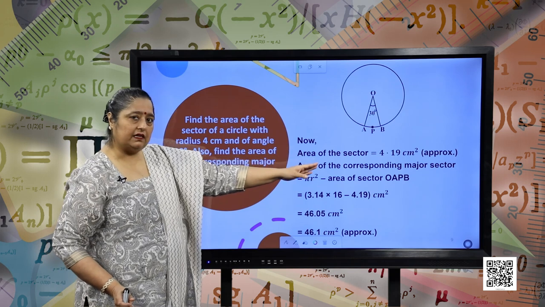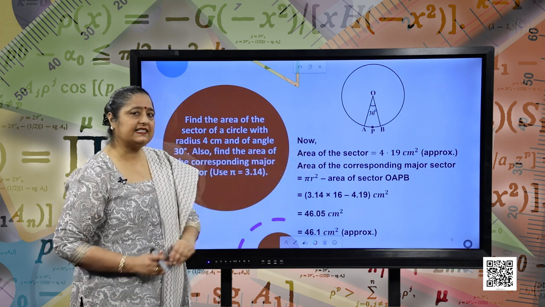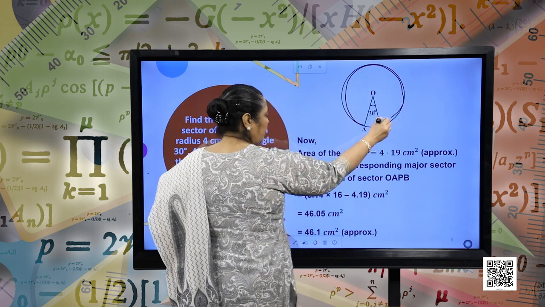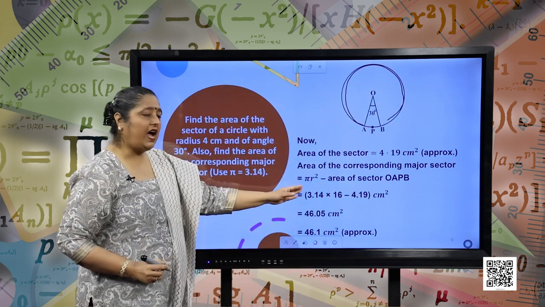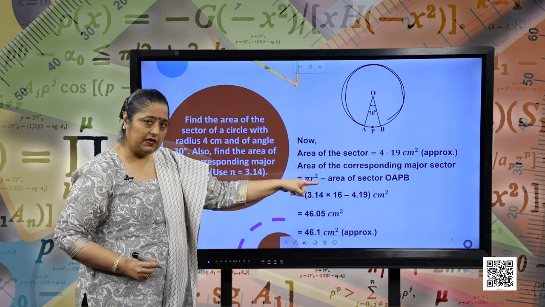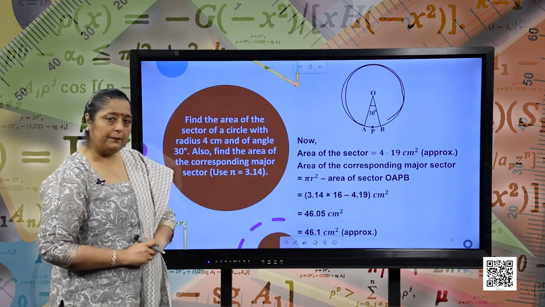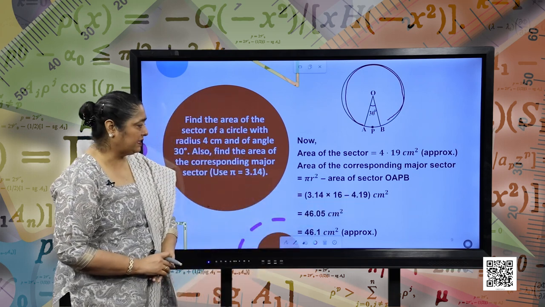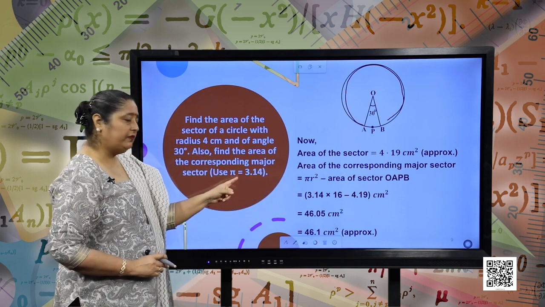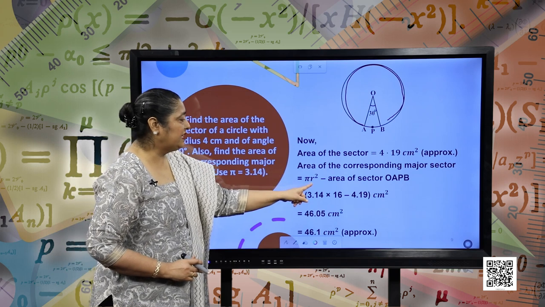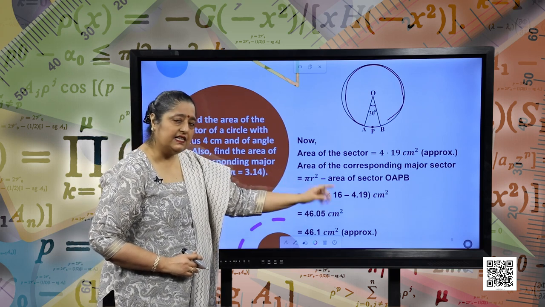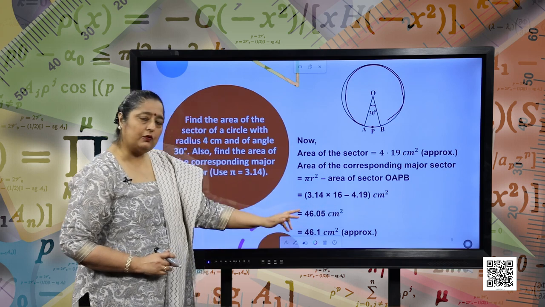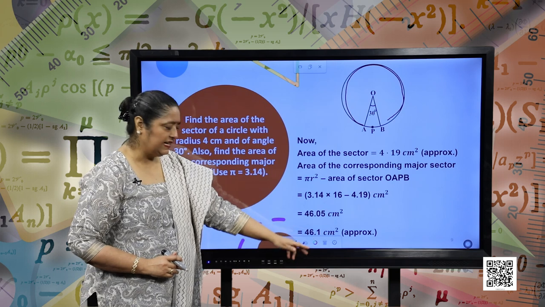Now, area of the sector as we have calculated is 4.19 centimeter square. Area of the corresponding major sector. This is the major sector, right? Then this area will be pi r square, that is the area of the complete circle, minus area of the sector OAPB. We know area of the sector is 4.19, and pi r square is, pi as given in the question, 3.14, and radius is 4. So, r square is 16. Substituting the values and solving it, we have 46.05 centimeter square. Calculating it further, we have 46.1 centimeter square.